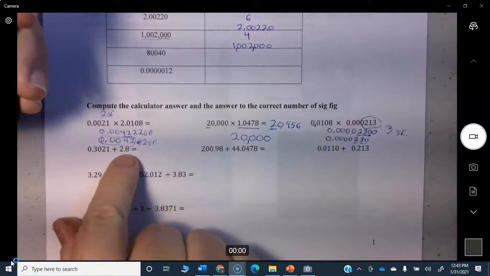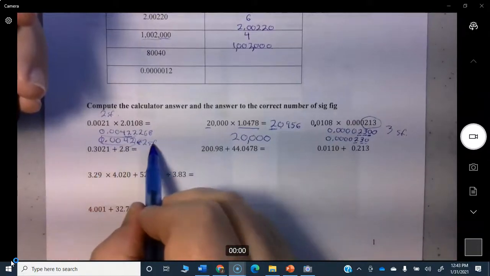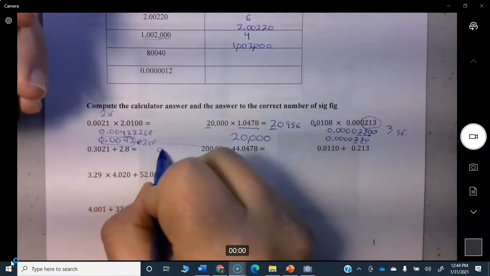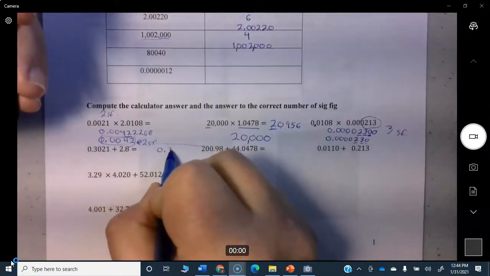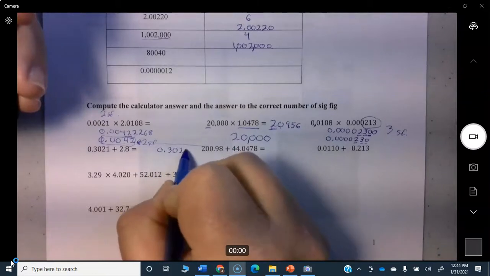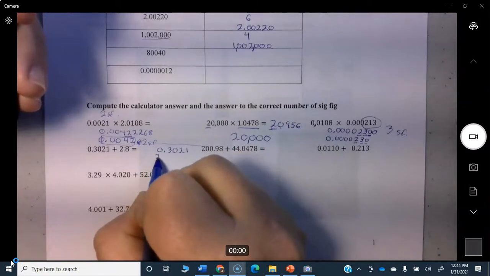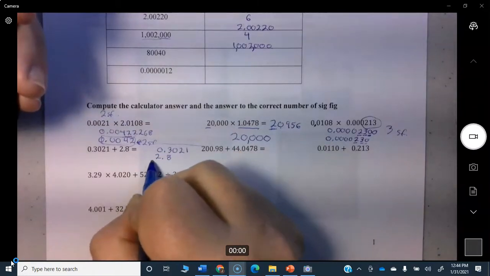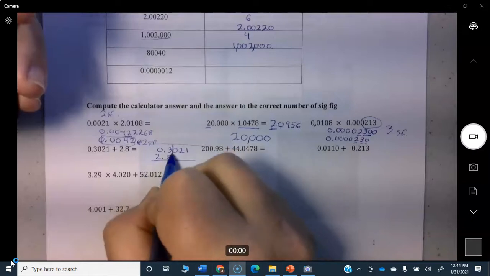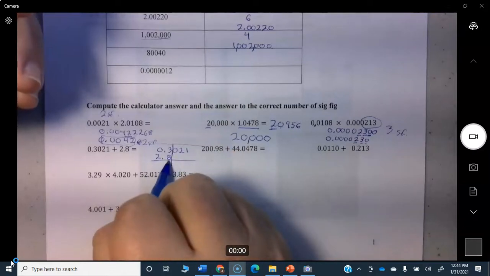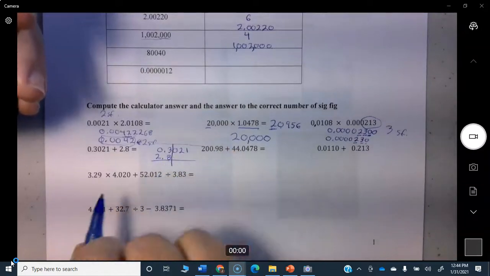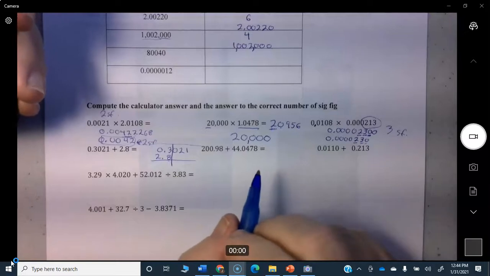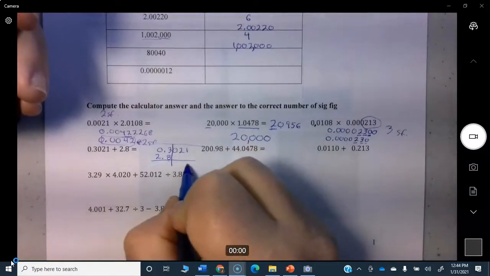Okay, let's add a couple here. So let me draw a line here. So to add, we've got to put the numbers on top of each other and line up the decimals. And 2.8. And then we're going to draw a line right here because that's the least number of digits after the decimal point. Remember, totally different rules for addition and subtraction. So now we add everything.